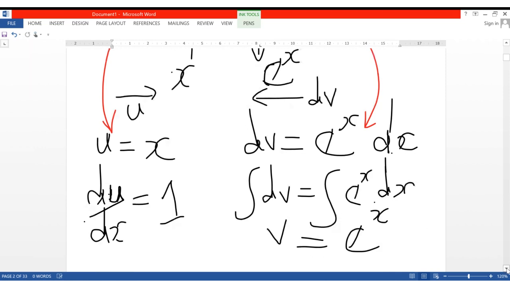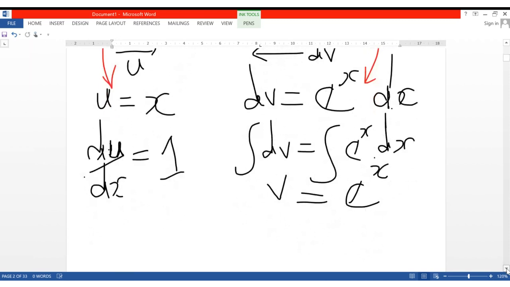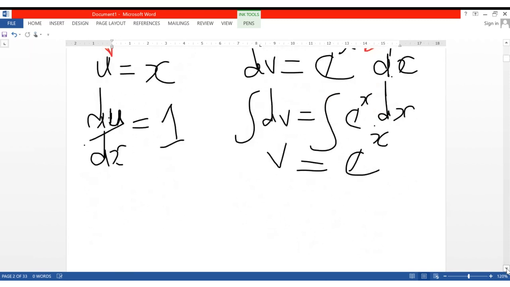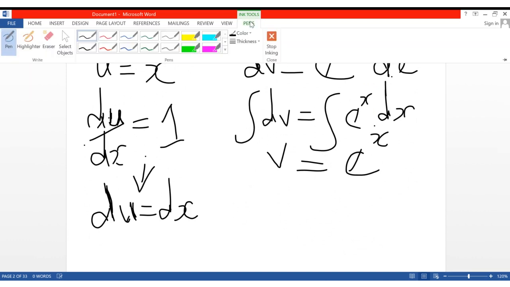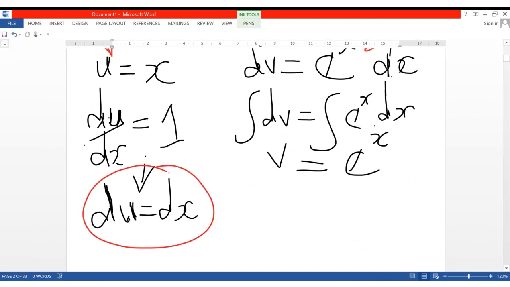So from here, I can make du the subject of the formula. Basically, du will be given by dx. So now I have the two things that I need. I have du is equal to dx, and I have v is equal to exponential x. So let me plug those in the formula and see what I'll get.